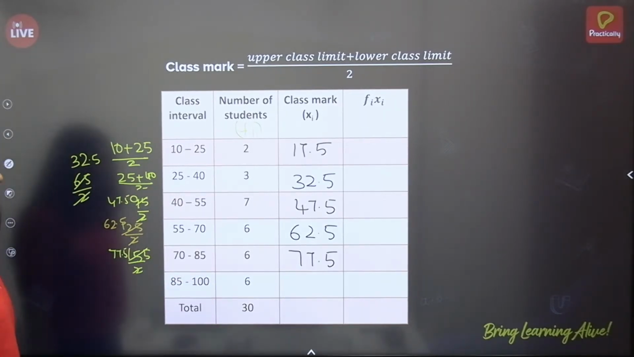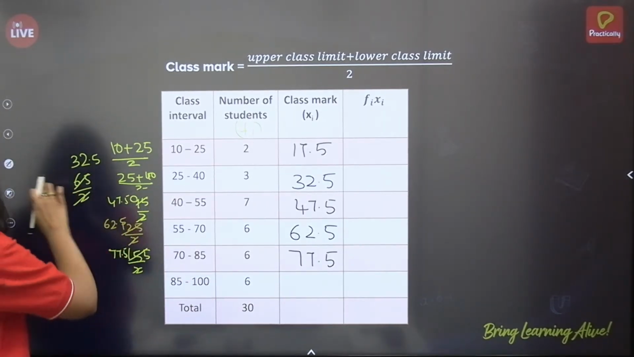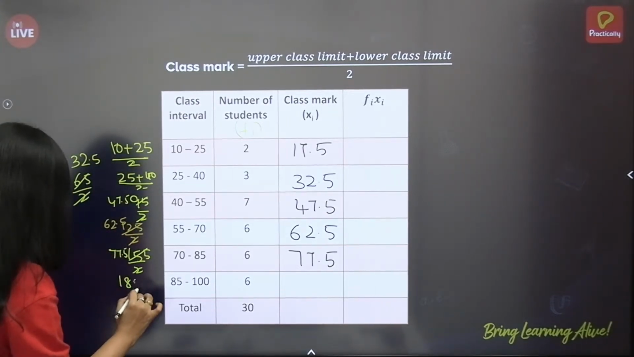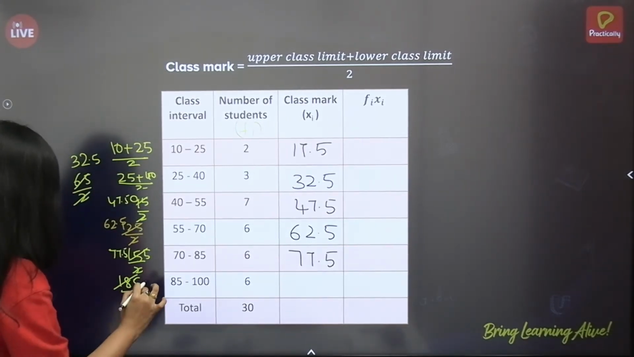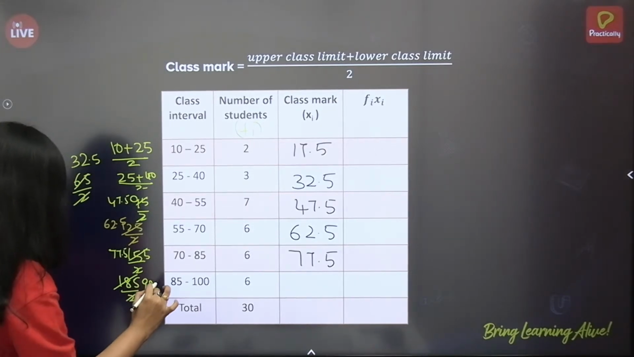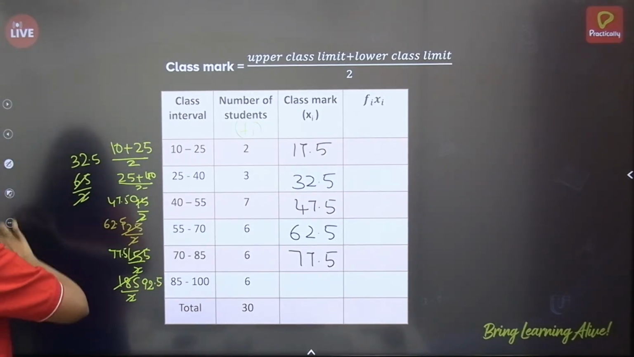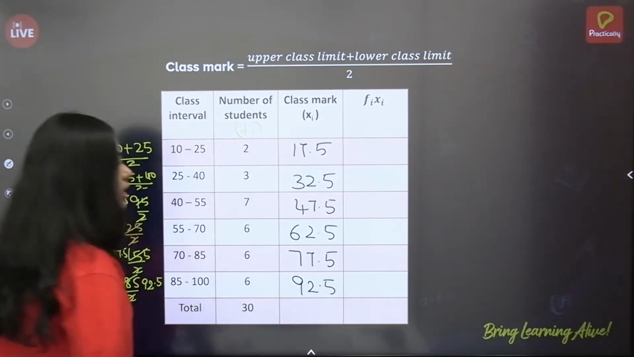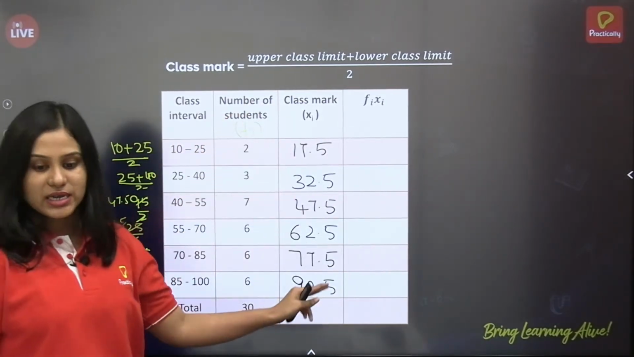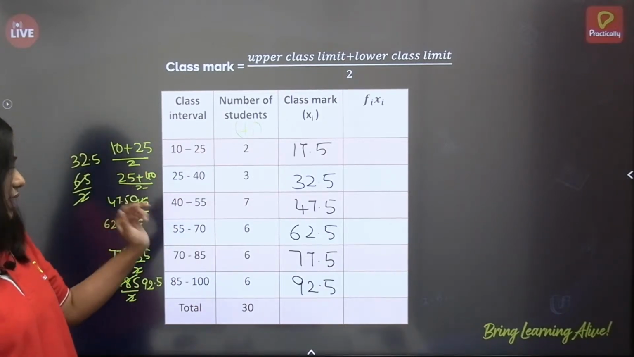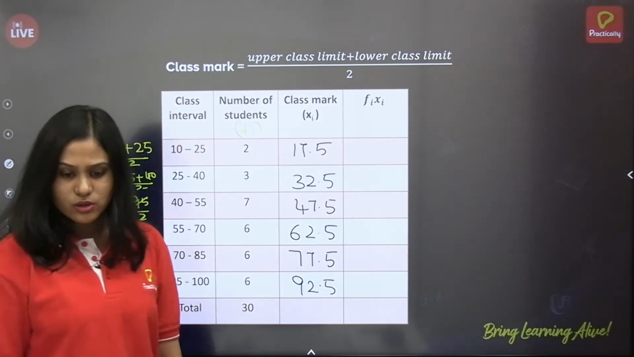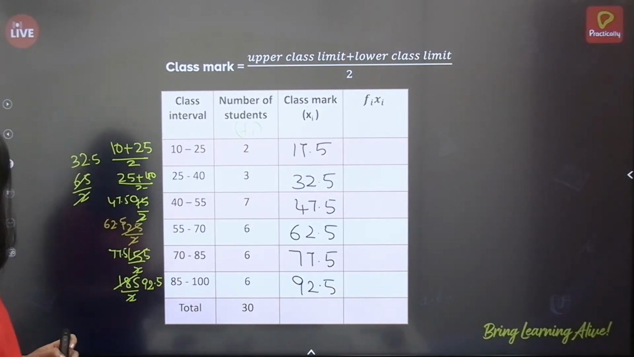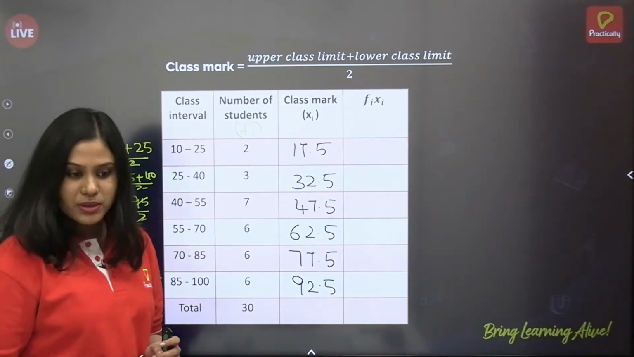Next, 85 plus 100, 185 by 2. So, what will it be? 185 by 2. 2 9s are 18, 2 2s are 4, 92.5. Right. Now, I have calculated the class mark, which is nothing but xi, correct? Okay, 72.5, we did not get anywhere, correct? So, Aryan, please do check your answer.